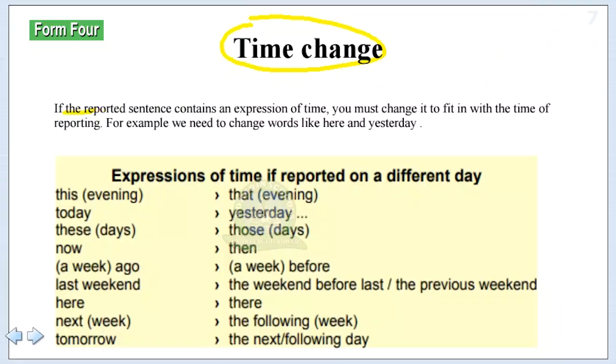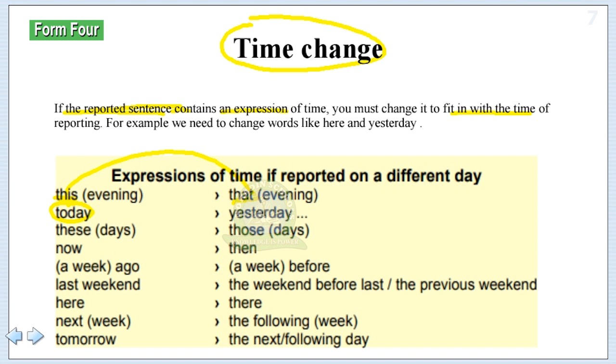If the reported sentence contains an expression of time, you must change it to fit the time of the report. For example, we need to change words like here, now, and yesterday. For example, this evening: when you want to change this into indirect speech, you're going to say that evening. So this becomes that. What about today? Today becomes that day. Yesterday.